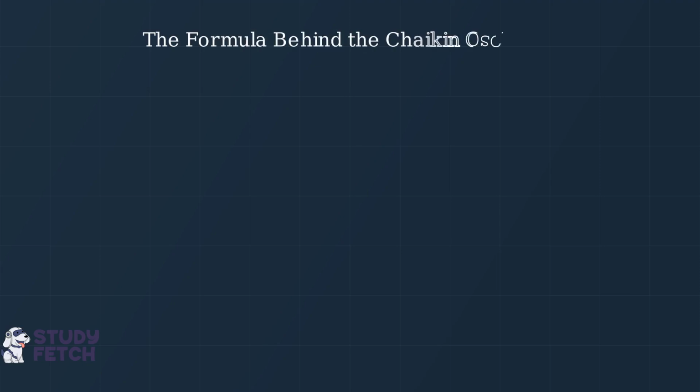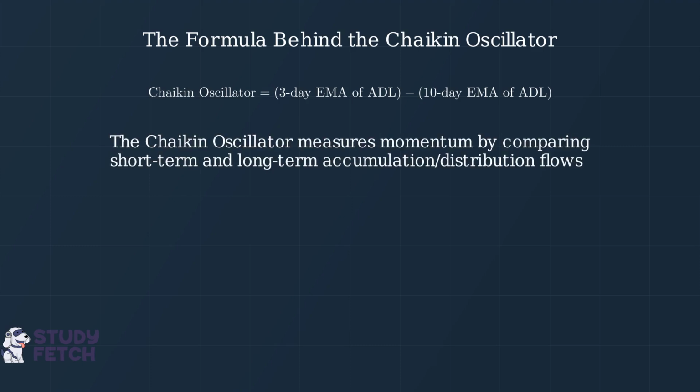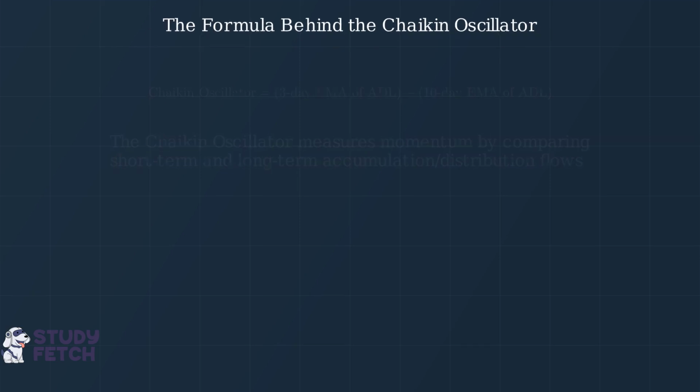The Chaikin oscillator uses a formula that captures momentum shifts in market behavior. The formula subtracts a 10-day exponential moving average of the accumulation distribution line from a 3-day EMA of the same line. This difference between short-term and long-term money flow indicators creates an oscillator that measures momentum changes. Let's break down the calculation process into 4 key steps.